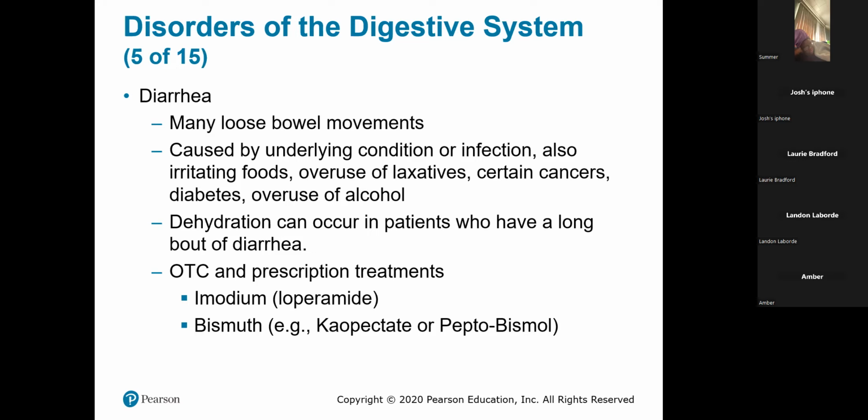That's why it's so important, after a day or two still dealing with the problem, it's time to seek medical attention. Also, a lot of times the doctors, especially in youngsters, are going to prescribe things like Pedialyte. Again, it's in an attempt to prevent that dehydration. We have over-the-counter and prescription treatments for diarrhea, which include loperamide and bismuth, which goes by the brand names of Kaopectate or Pepto-Bismol. That loperamide, by the way, is available as prescription and over-the-counter.